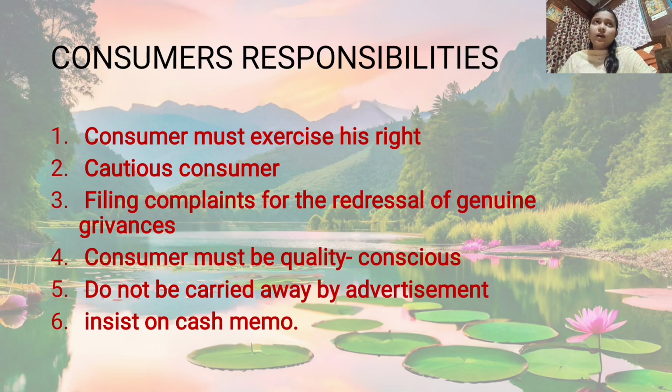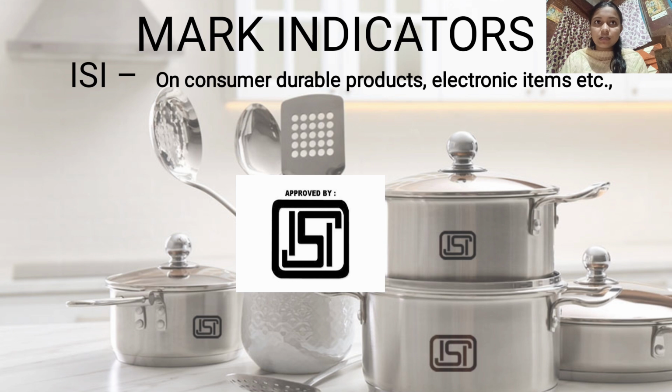Now we will see the various marks that assure the quality of the product. First we will see the ISI hallmark. This ISI hallmark is a quality indicator for electronic items or durable goods like iron, steel, or electric appliances. For anything like that, the ISI hallmark is needed. If the product is ISI hallmarked, it is a quality product. It's a very good product, you can buy it.